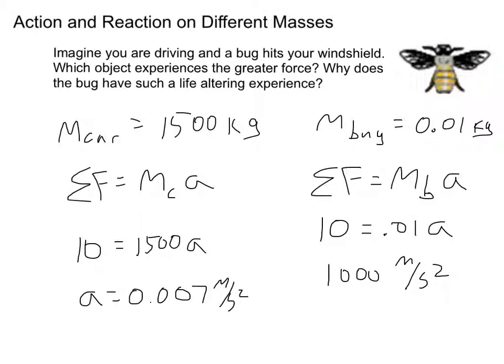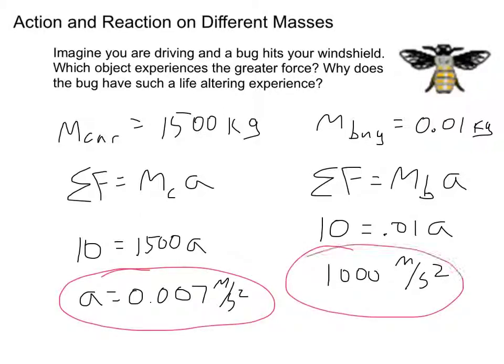That's a huge difference in acceleration, and it's because the masses of the two objects are so different that we get these massively different accelerations. So the bug here experiences such a greater life-changing experience than the car because it's so much smaller in mass, it experiences this much, much greater acceleration. So just as we said earlier, when you walk, you push on the earth and the earth pushes back on you. The reason we can't tell that the earth is accelerated, though, is because of the huge difference in mass between you and the earth.